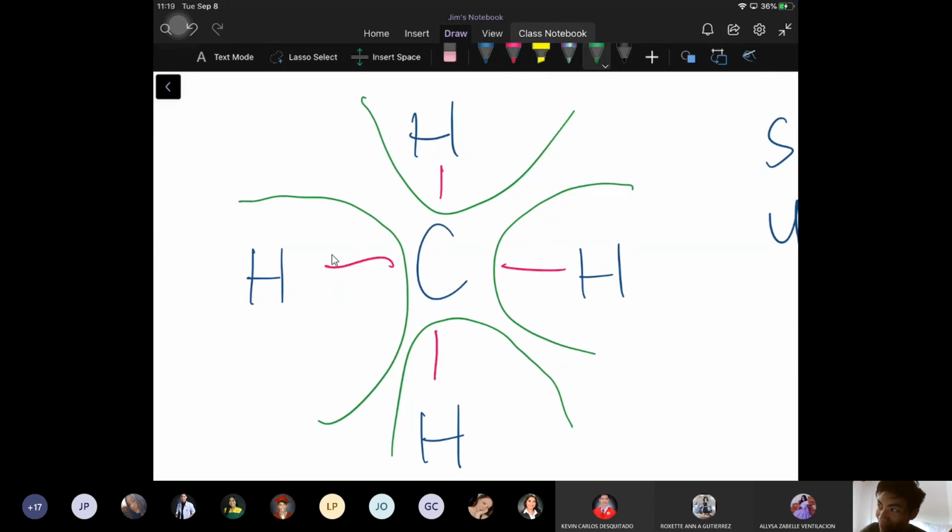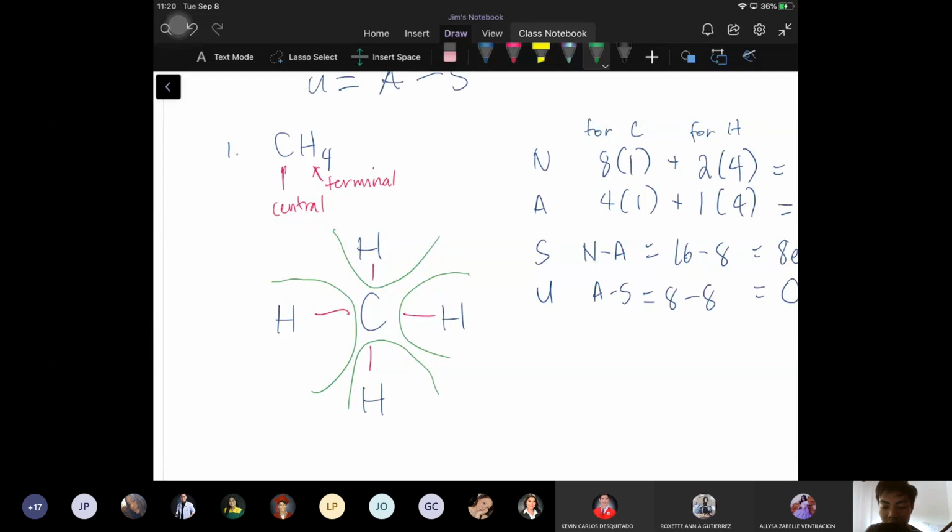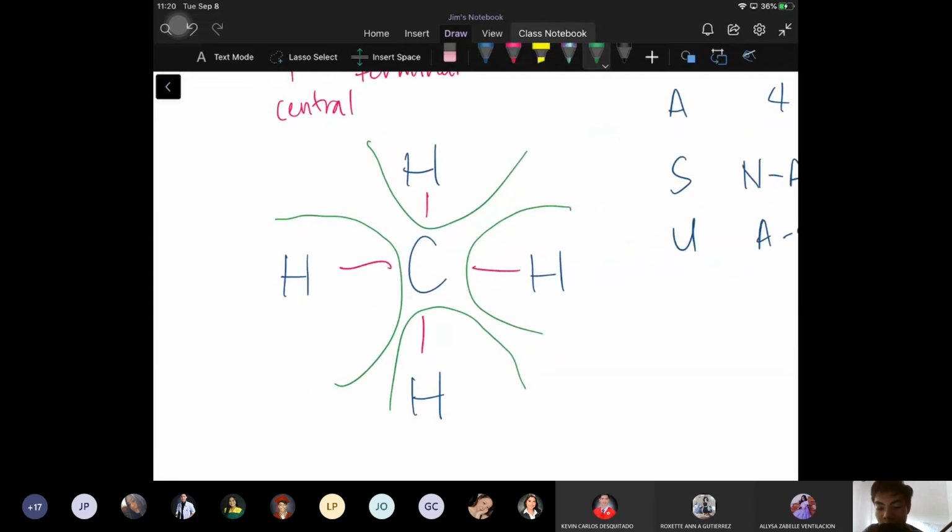So, yung isang line na yan, that corresponds to 2 electrons, no? So, how many electrons are there around this hydrogen? Dalawa. How many electrons are there around this hydrogen? Dalawa. And how many electrons are there around this hydrogen? Dalawa din. So that means we satisfied the requirement for hydrogen na dalawang electrons. So after checking kay hydrogen, okay na siya.